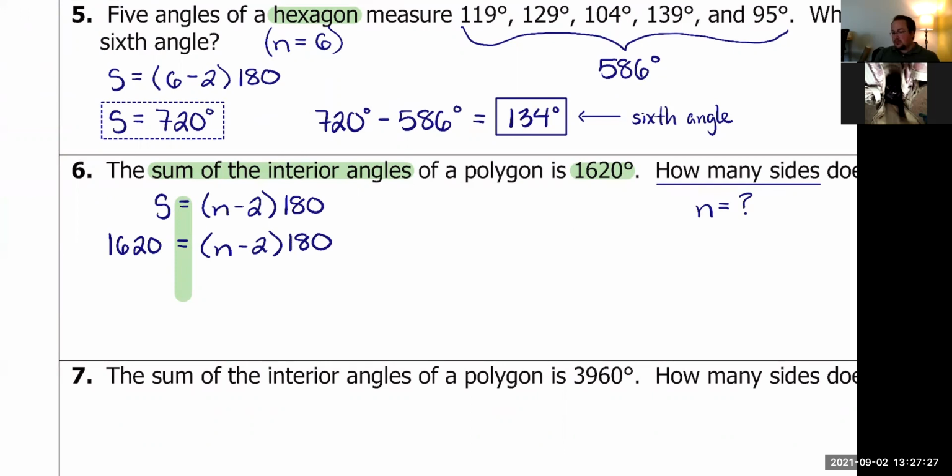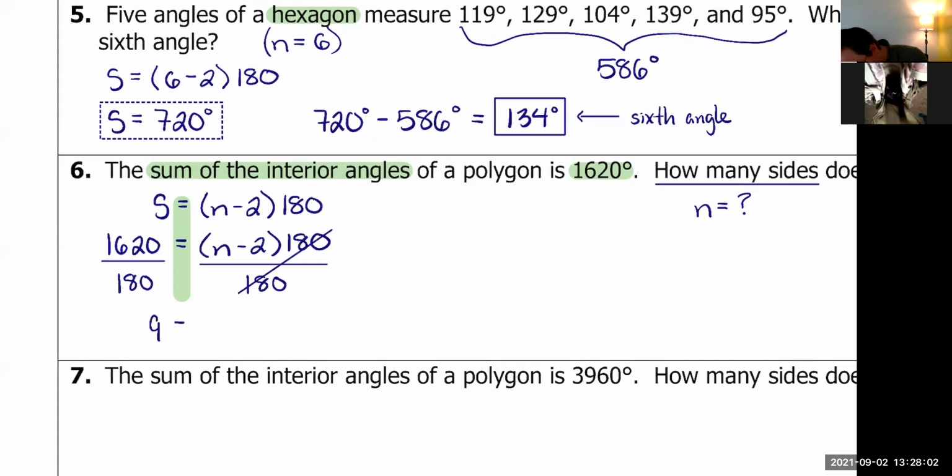If you've had me in the past, normally at this point we would distribute the 180, but that's going to give me more things to move. Can I break that 180 off first? It's being multiplied, right? I could divide both sides by 180. So I think you get 9. 1,620 divided by 180. So 9 equals n minus 2.